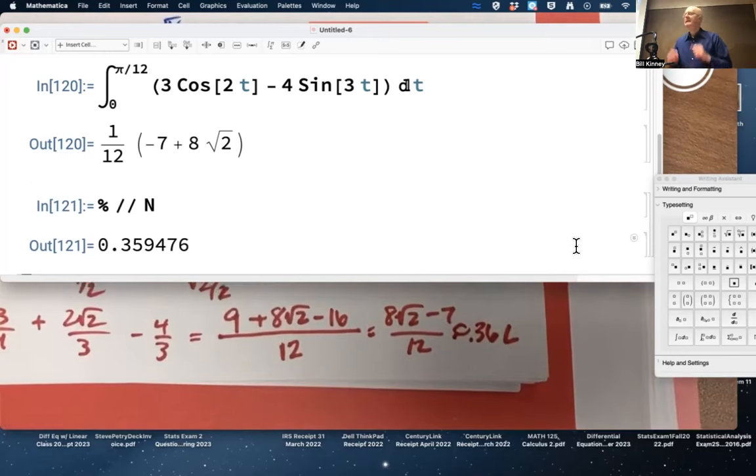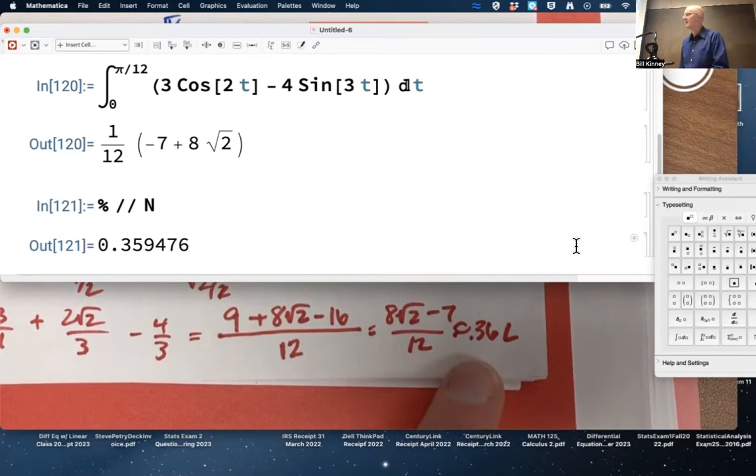liters is the change in volume, not the actual volume. To find the actual volume, you'd have to add on the initial volume. Maybe it's 5 liters. And then the final volume in such a situation would be 5.36 liters.